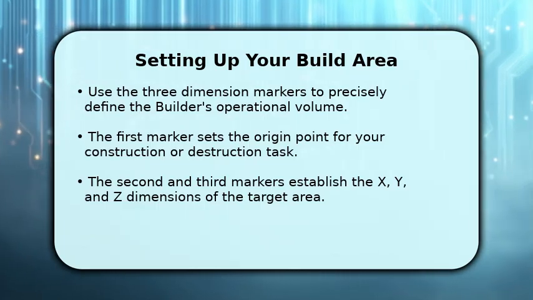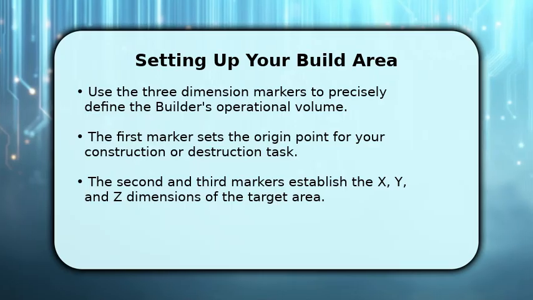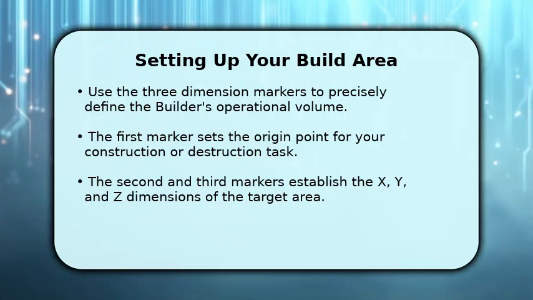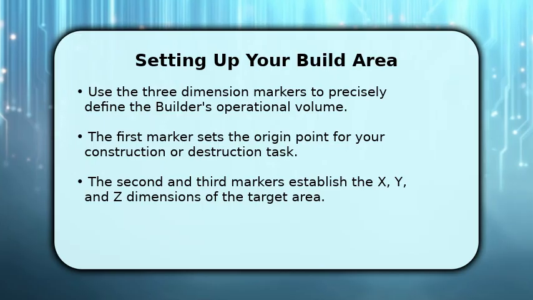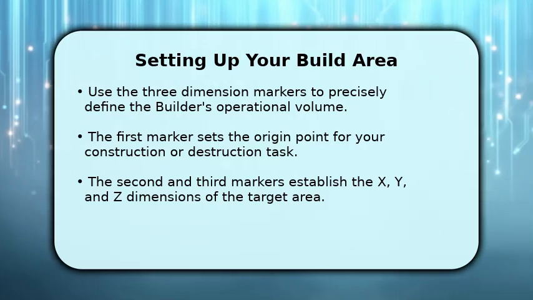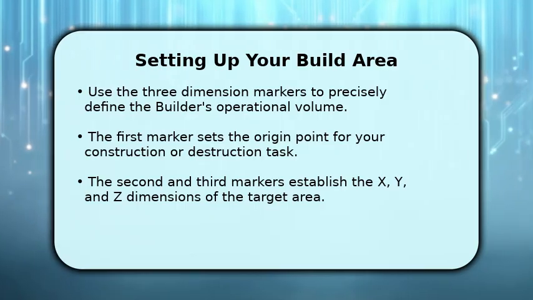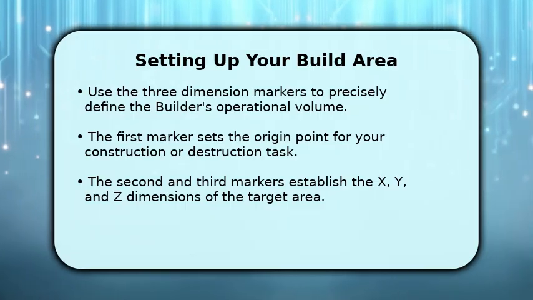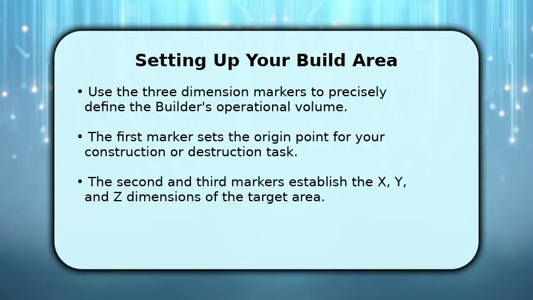The first marker establishes the origin point, acting as your starting reference. The second and third markers then extend to define the full X, Y, and Z dimensions of your target zone. Always double-check that this defined area perfectly covers your intended build or clear space.